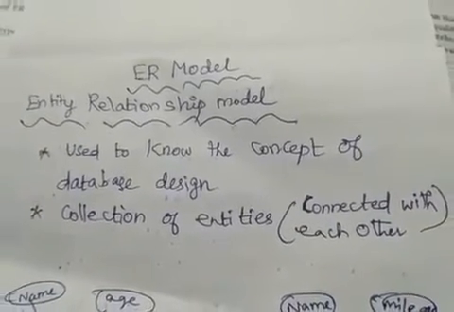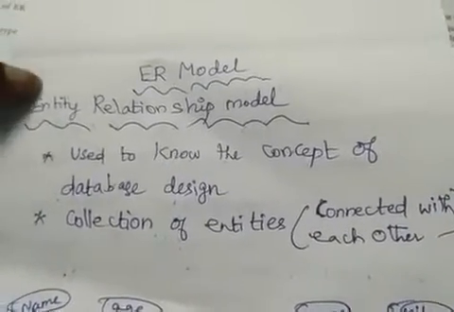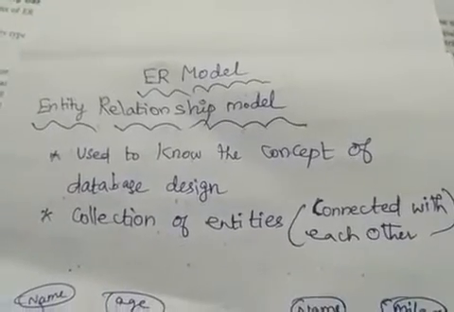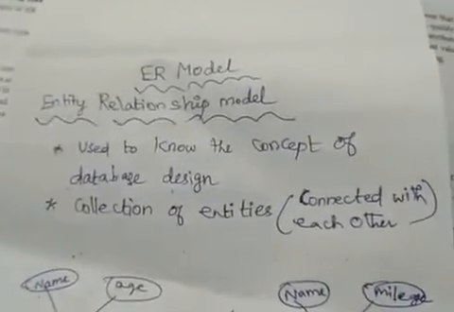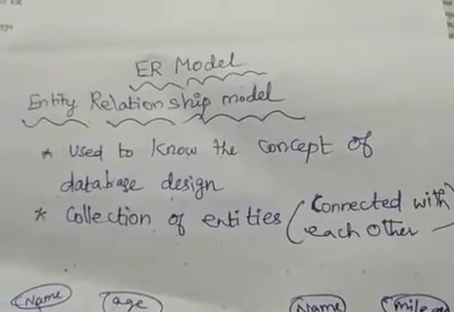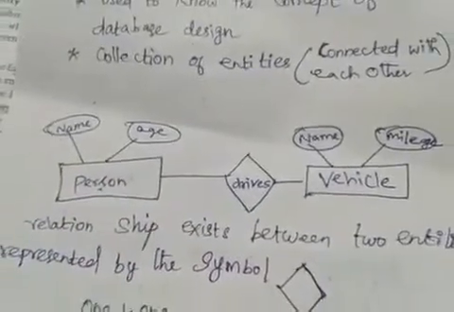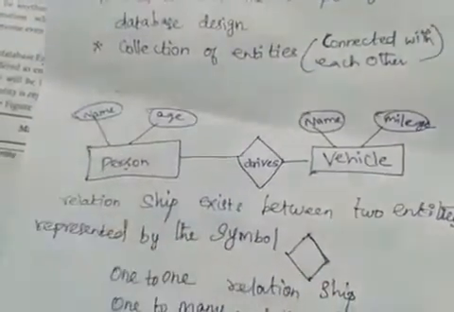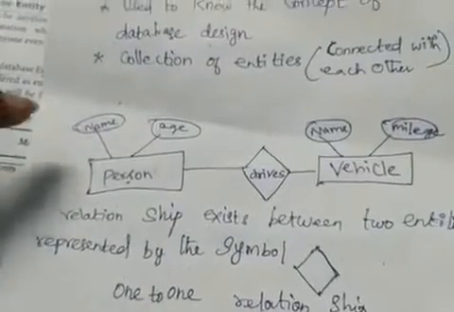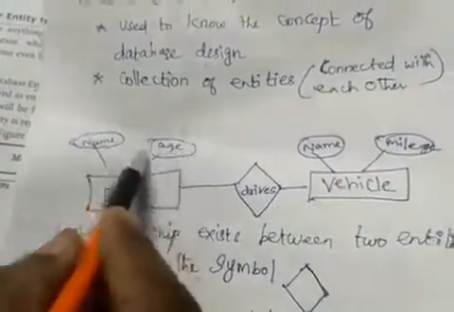Last time we saw about the ER model, which is the entity relationship model, used to understand the concept of database design. Here we had seen about entity. So what is an entity? Anything in the real world, any object, is called an entity, and it is represented within a rectangular box, and the attributes are represented within ellipses.